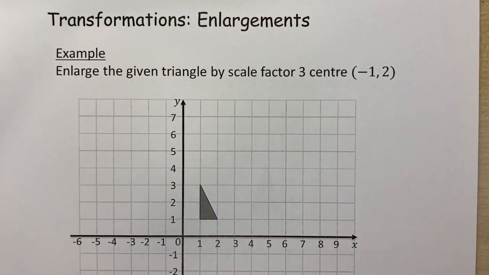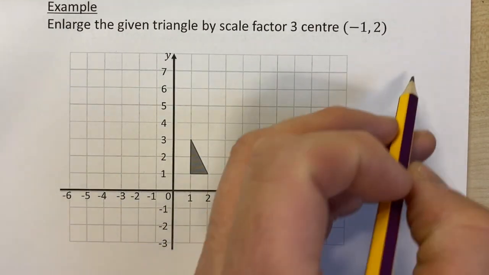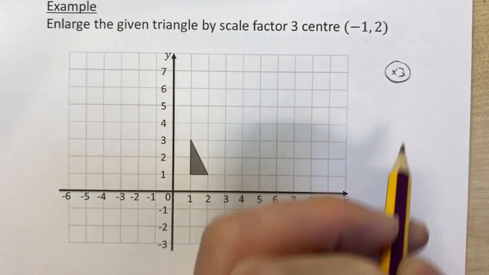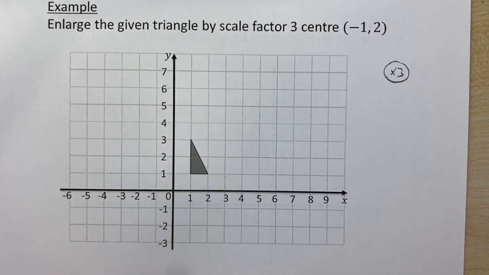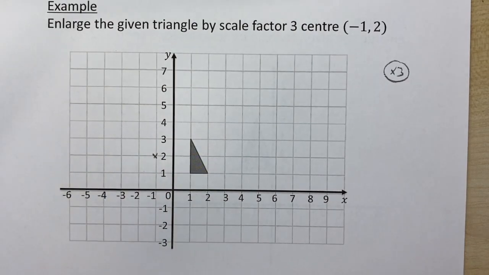Now here we're looking at enlargements, and in my first example the scale factor is 3, so we're timesing by 3, and the centre is -1, 2, so -1, 2, and that's where the centre is.